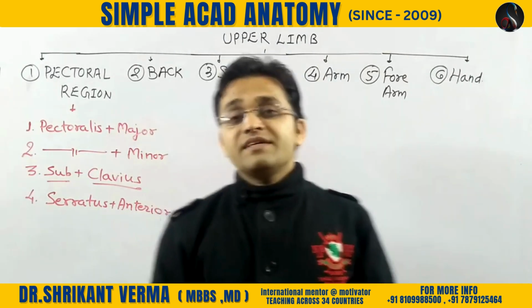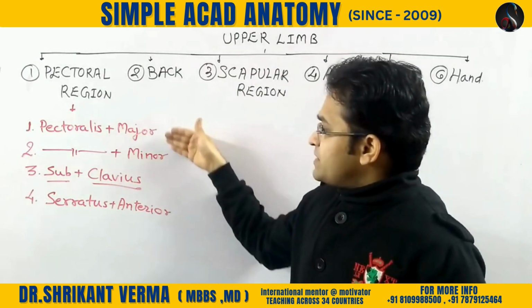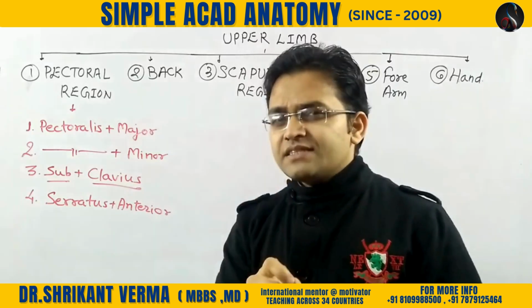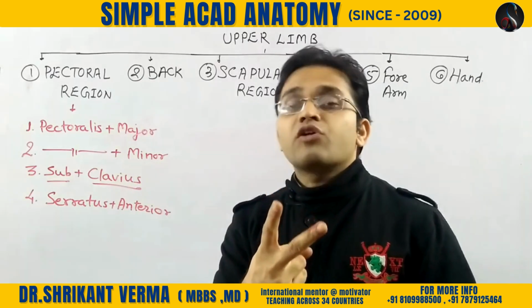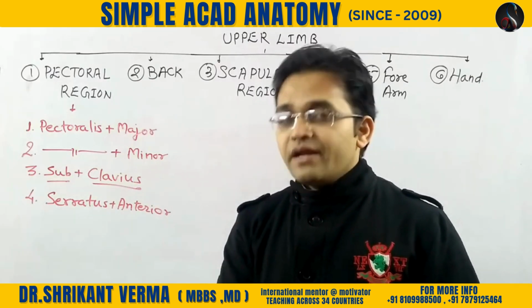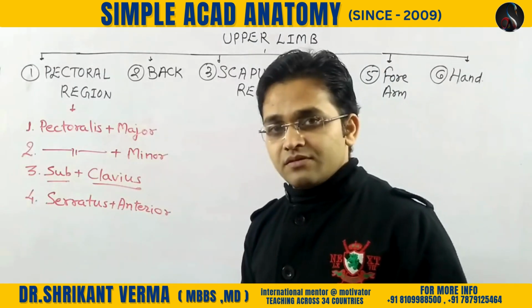In the upcoming videos we will see what MCQs come on these. A very common question is pectoralis major and pectoralis minor. These are the very classical example of the hybrid muscle, because they are supplied by two nerves. What are these two nerves? Lateral pectoral nerve and medial pectoral nerve. That's why these are the classical example of the hybrid muscle.